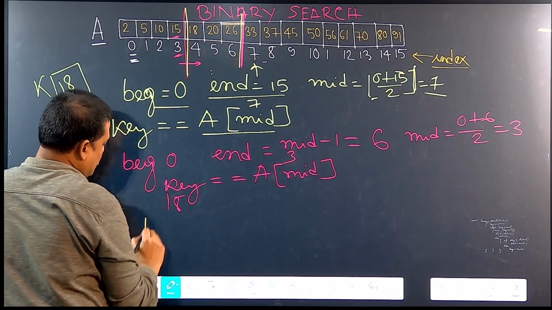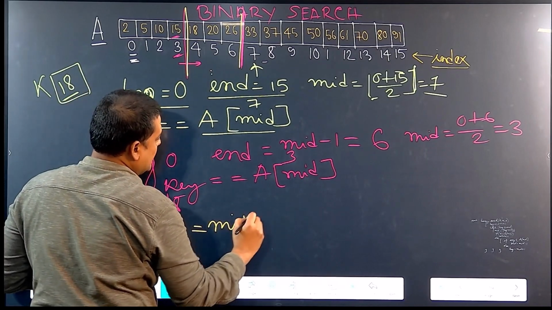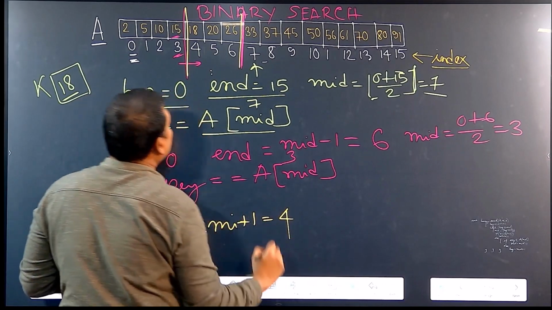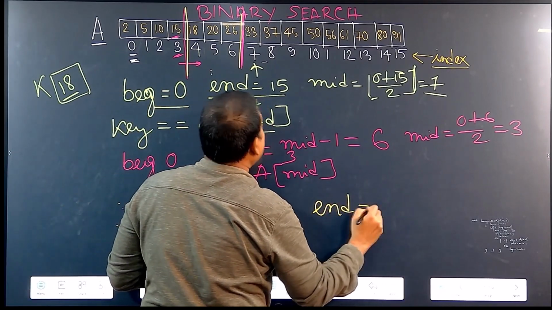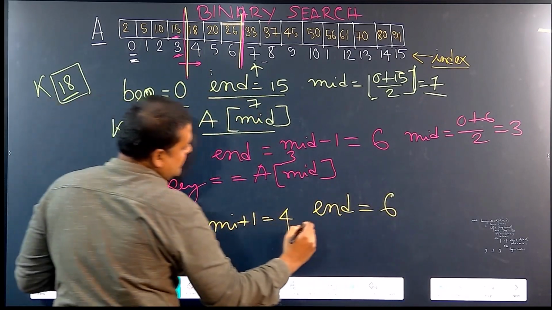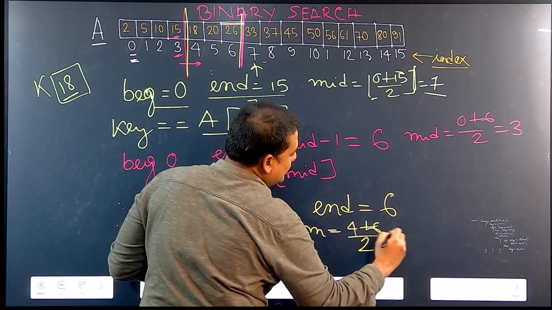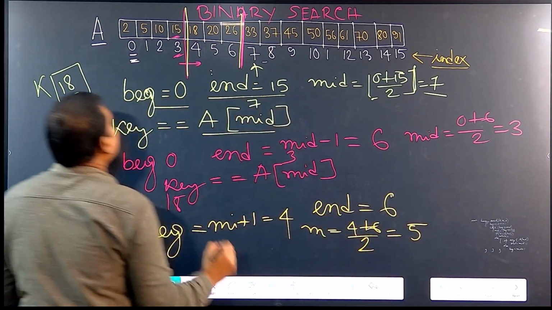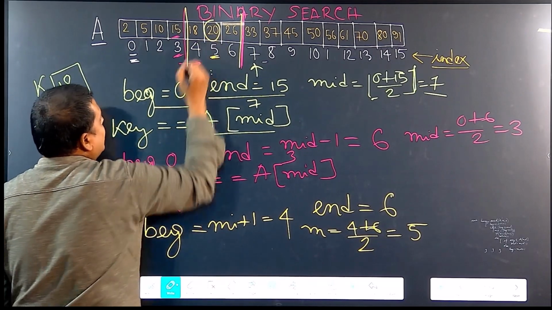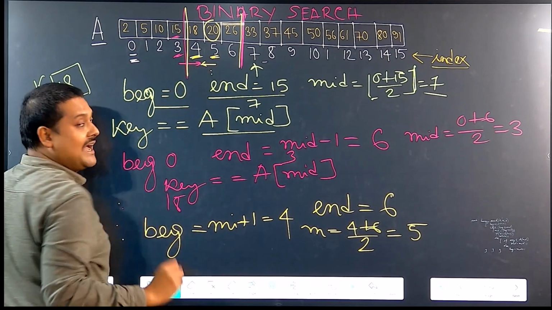So, now the beginning value will be what? Mid plus 1. Mid plus 1 means 3 plus 1, that is 4, and the end will be the same. I will not change it; the end was 6. So, I will just find the mid value, that is 4 plus 6 divided by 2. So, this is 5. Now, have a look, I will compare with the element at 5. It is not the key, so it will go to the left side. So, at the 4th place I will have the element.